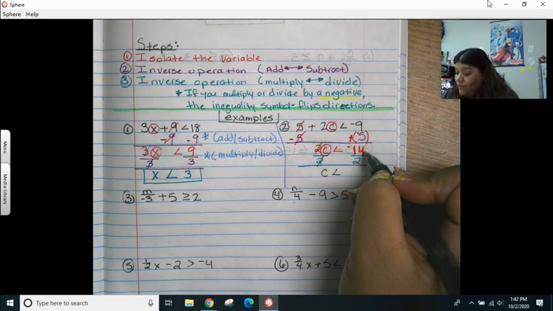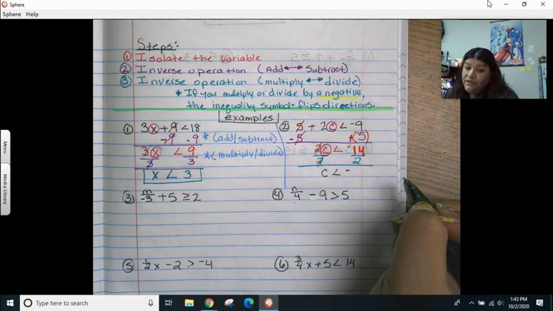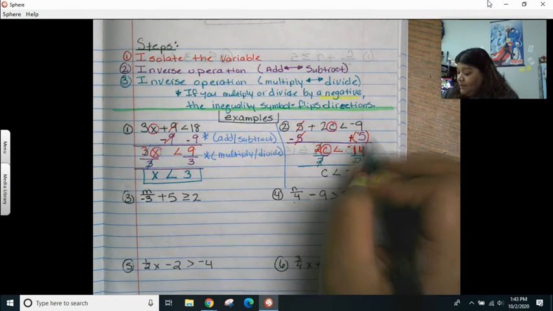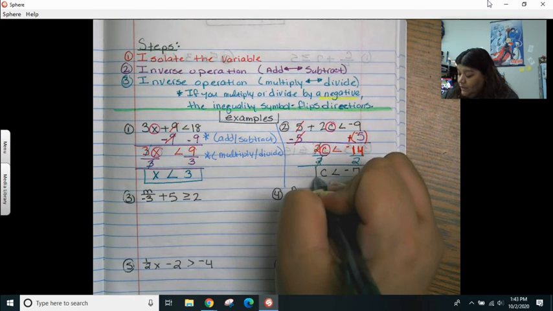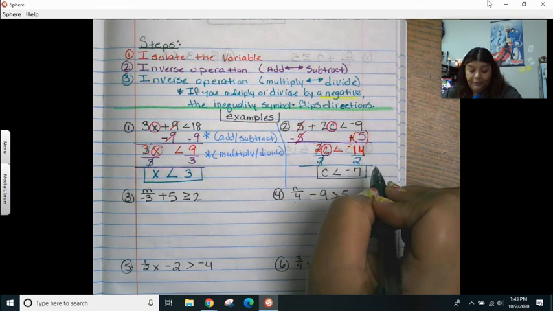And then a -14 divided by a positive 2. Well, my signs are different, so it's going to be negative. And then 14 divided by 2 is 7, just like that.